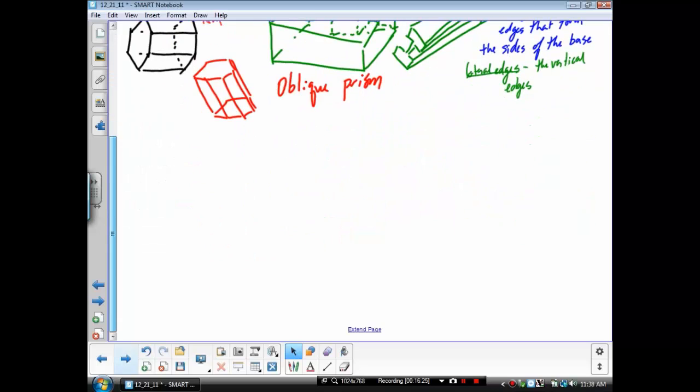Next piece. Theorem 12.1. We have the lateral area of a right prism equals the perimeter of the base times the height of the prism.